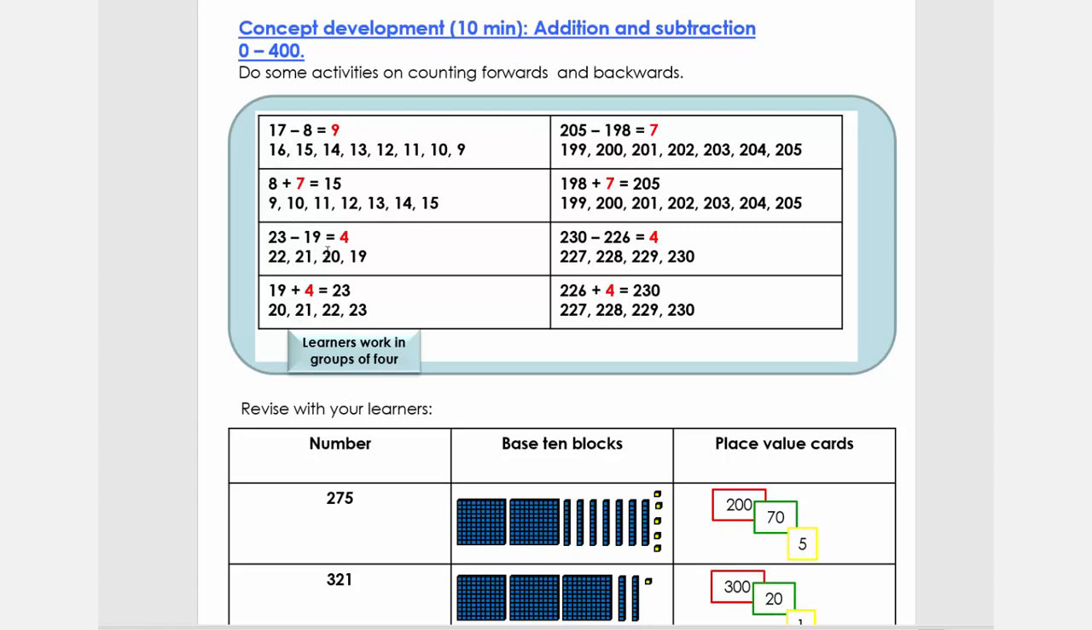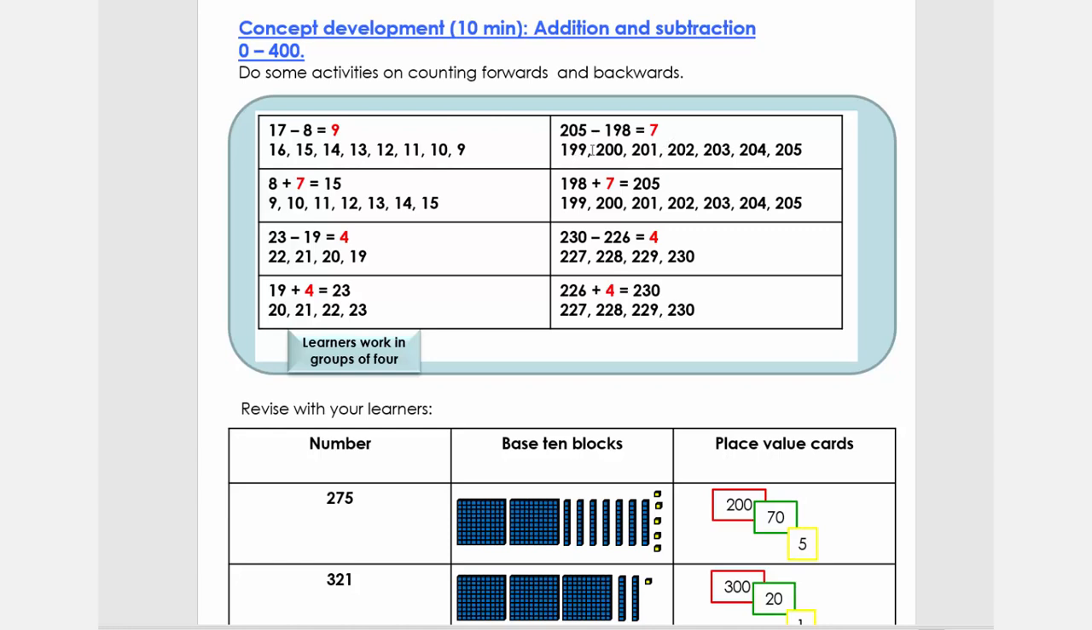Here again, we're going to subtract and we're going to count backwards. Here again, we're going to add and we're going to count forwards. Let's look at these examples then. What happens here is we work with larger numbers, so they don't always have to count backwards. We need to show them that we can also count forwards by starting from 198. We can say 199, 200, 201, 202, 203, 204, and 205. So it will give me 7.